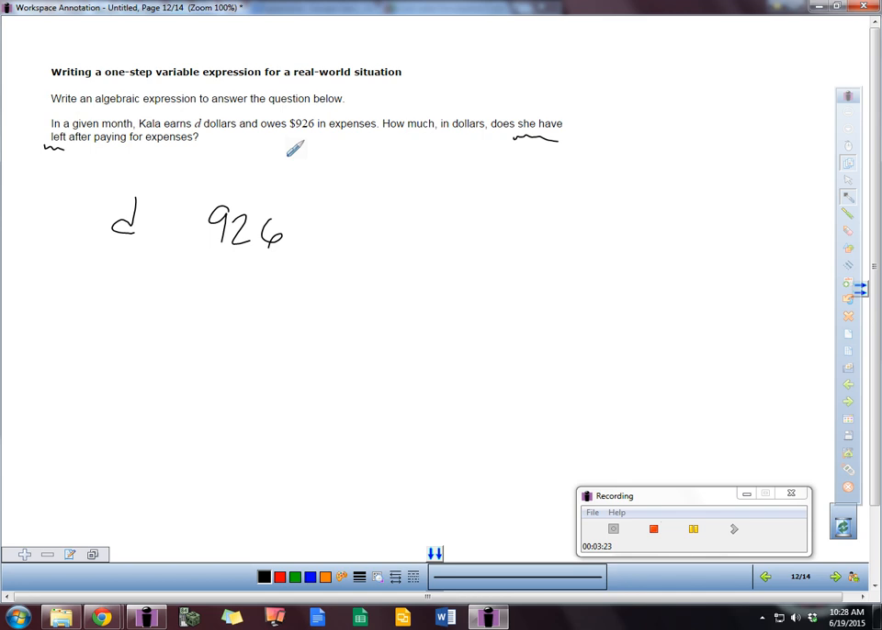So when you pay a bill or when you go to the store, how do you subtract that? Do you take the amount of money that you have and subtract the part that you owe, or the part that you owe minus the amount that you already have? Which one of these is correct? It has to be the first. I hope it's the top one, because if it's the bottom one, then you're definitely going to be in debt. So the amount of money that you have minus $926 is the correct answer.